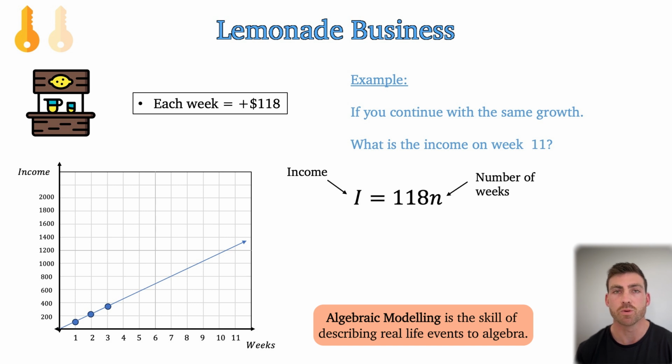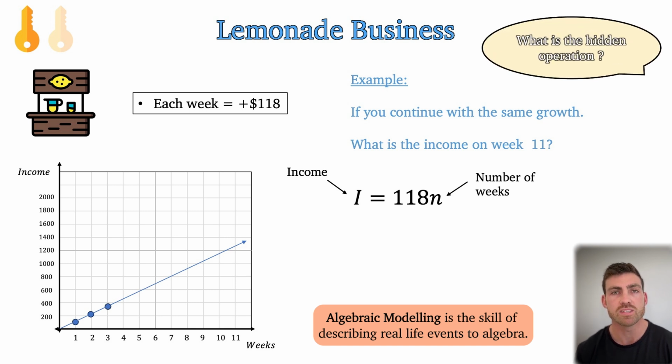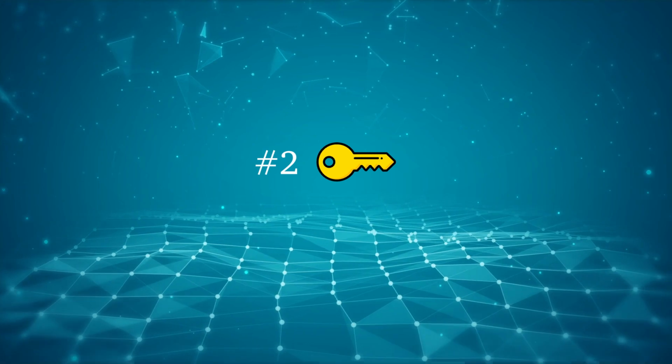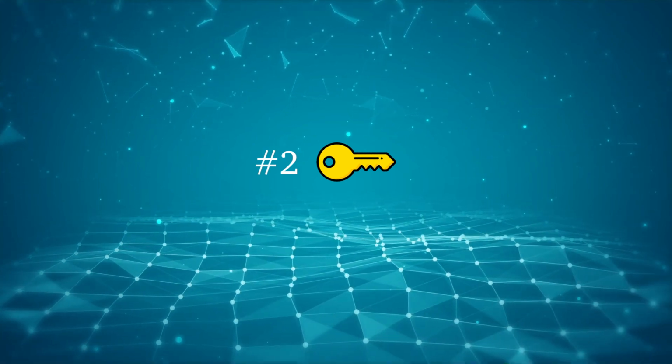Before we use this to predict the future, what is the hidden operation that is between the 118 and the N? Completing the calculation, we can see on week 11, you will receive an income of $1,298. So all you need to know now is how to do the skill. Let's learn how to do this in the second key.